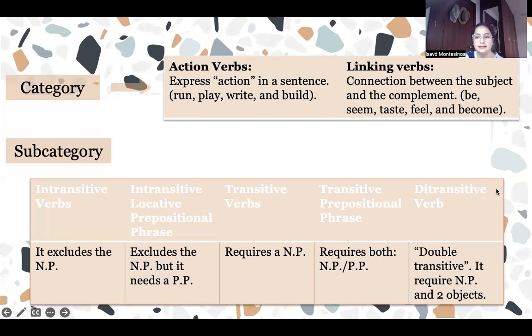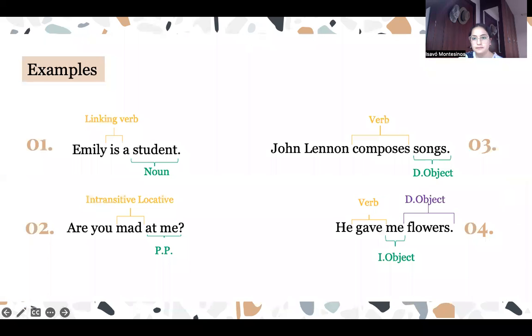So let's check examples. Okay, the sentence is number 1. Emily is a student. Is a linking verb, and here student is the noun. For example, this is not a transitive verb because we exclude the noun phrase. Okay, it's not required.